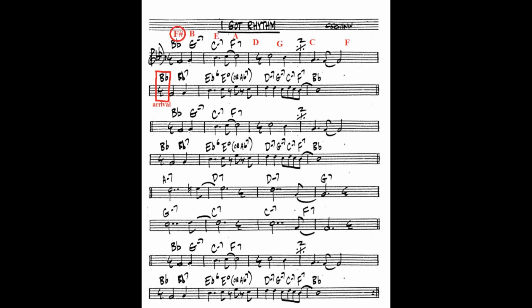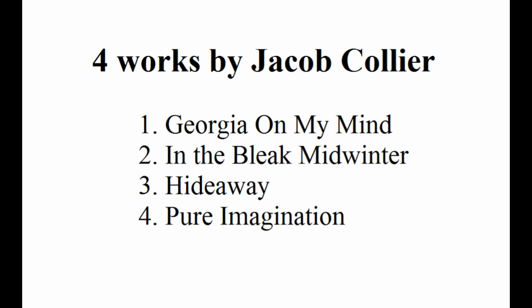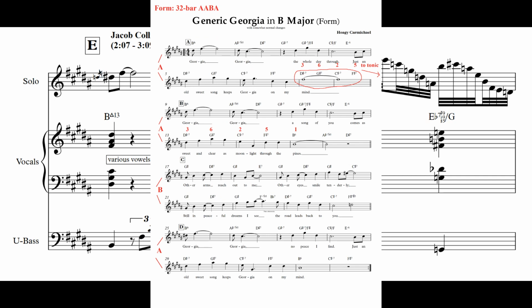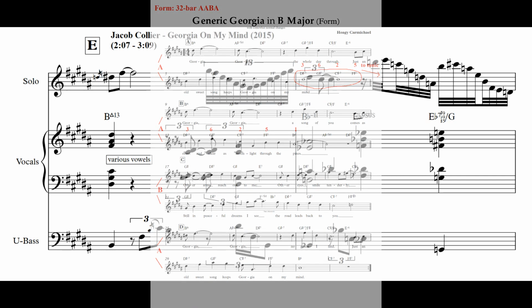So far we've covered some old examples of harmonic arrival. Now let's look at something more recent. We're going to look at 4 different works by Jacob Collier to see his approach. This is Jacob's arrangement of Georgia on My Mind by Hoagy Carmichael. Notice how he ends each phrase with an unexpected set of chord changes.